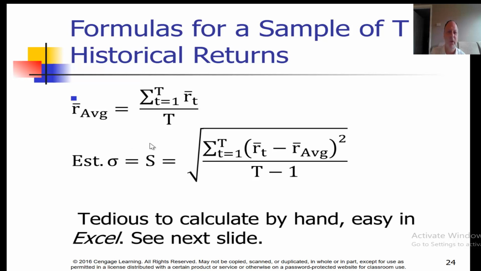The standard deviation of the sample is the summation of each individual rate of return minus the average rate of return, squared, divided by the number of time periods, whether it is months or years, minus 1, which is pretty tedious to calculate by hand, but very easy in Excel.